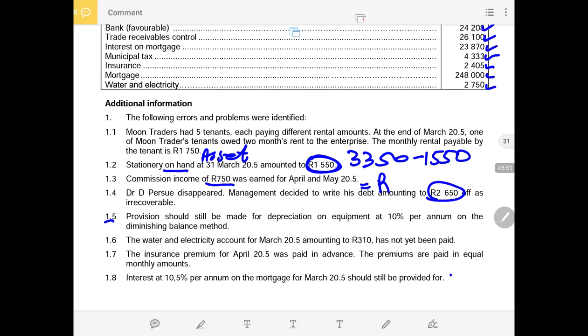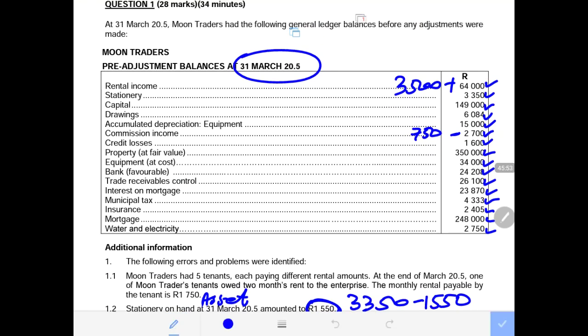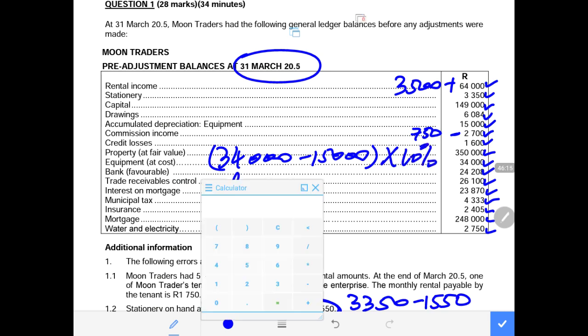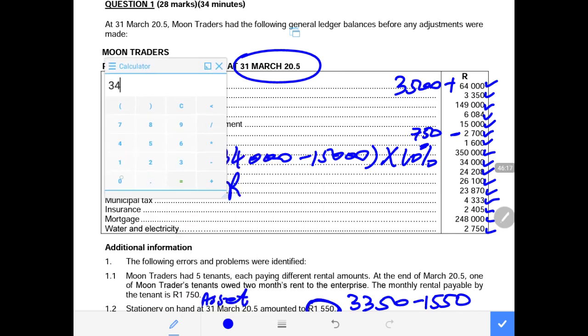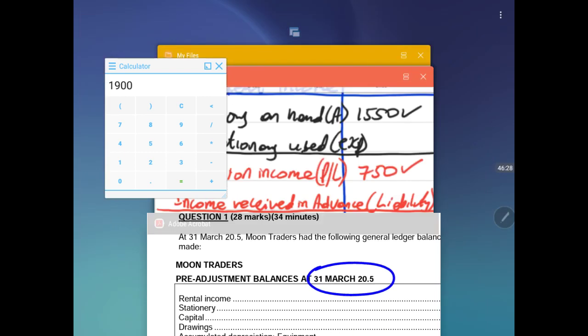Now what do we say? Cost of the equipment is how much? Cost of the equipment is 34,000 if I still remember. Even if I don't say it, cost was 34,000. Accumulated depreciation was 15,000, minus 15,000. Then whatever we get here, we multiply it by 10%. This will give us depreciation for the current year. We say 34,000 rands minus 15,000 rands times 10%, which is 10 over 100, it is 1,900.